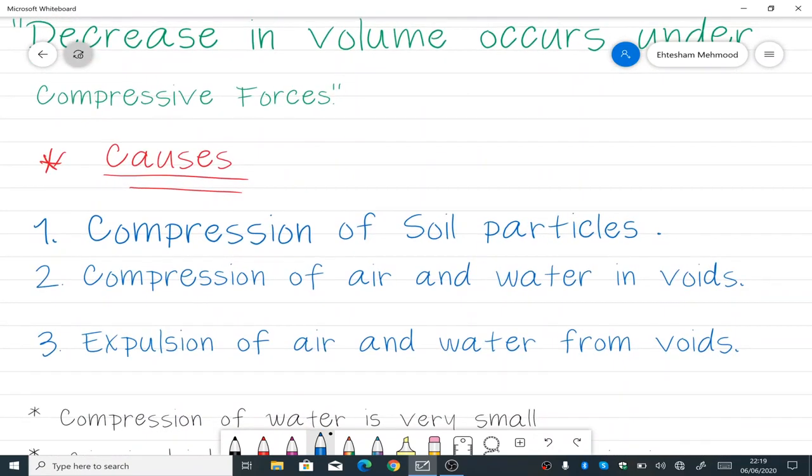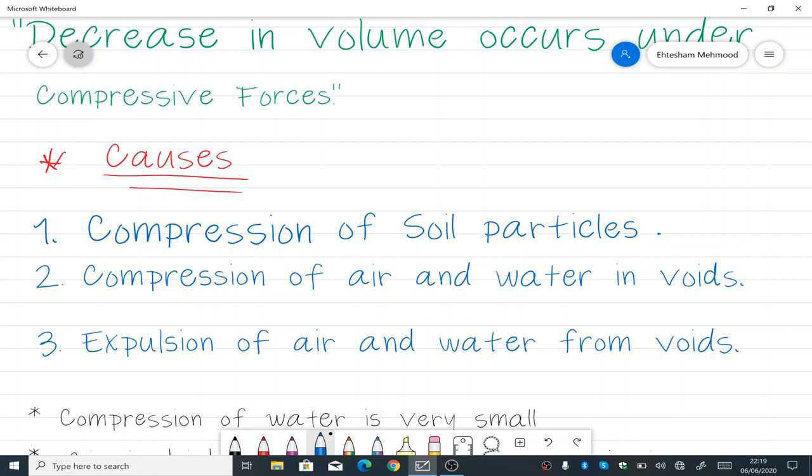Now, what can be the causes of soil compression? The first one can be the compression of the soil particles. The second one is the compression of air and water present inside the voids, and the third one is the expulsion of air and water from the voids.